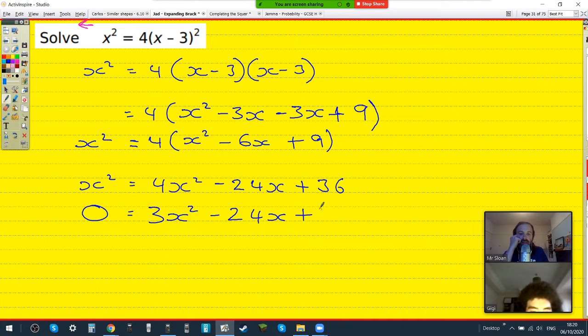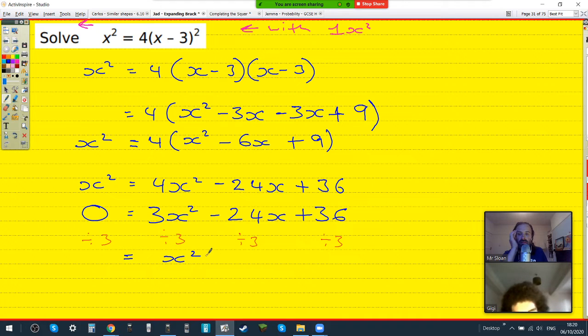Any idea how you solve that? I'm not really sure. The easy way is to divide everything by 3. Oh, right. So x squared minus 8x plus 12.